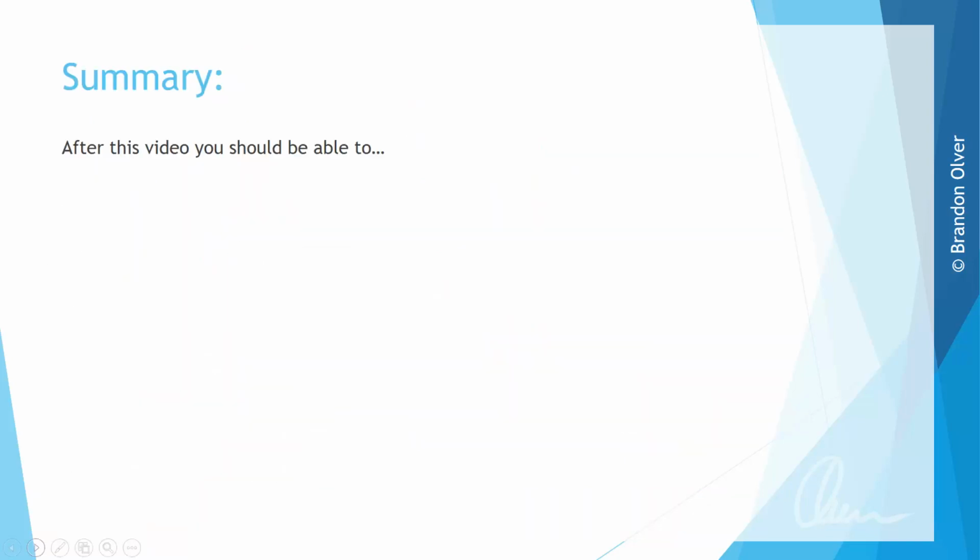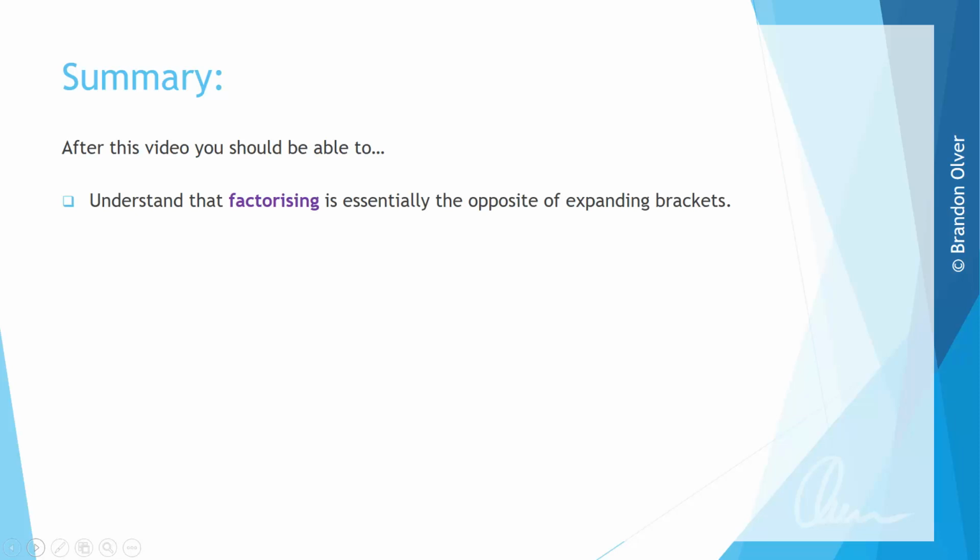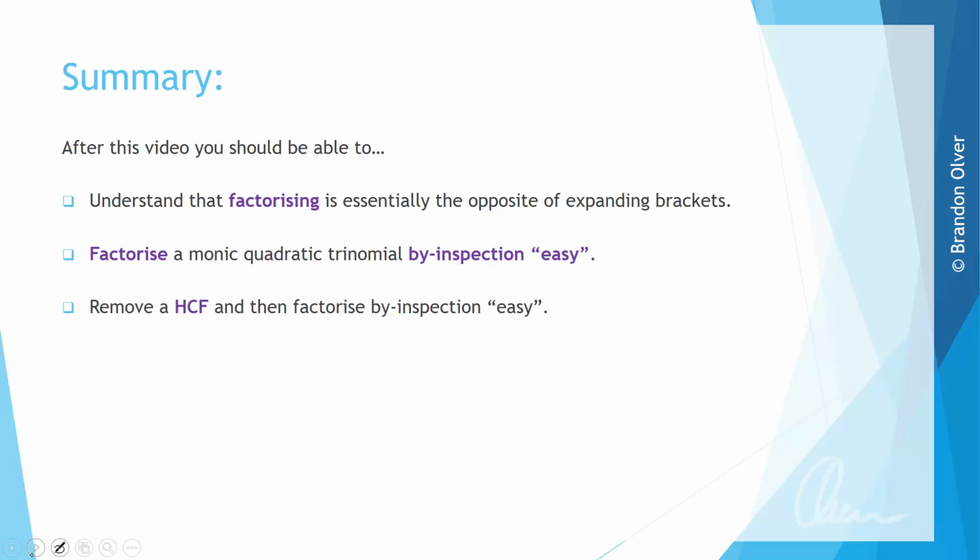So after this video, you should be able to understand that factorizing is essentially the opposite of expanding brackets. You should be able to factorize a monic quadratic trinomial by inspection easy. You should be able to remove a common factor first and then factorize by inspection easy. And where you can't remove a highest common factor, meaning that it's a true non-monic quadratic trinomial, we can factorize that by inspection hard, which involves a couple of extra steps which we saw in the last two examples.